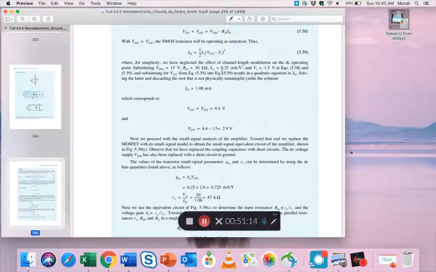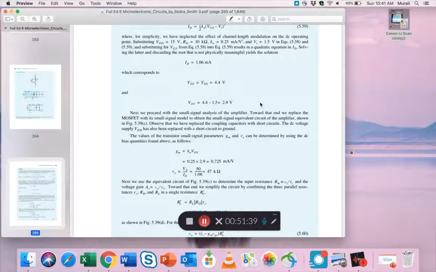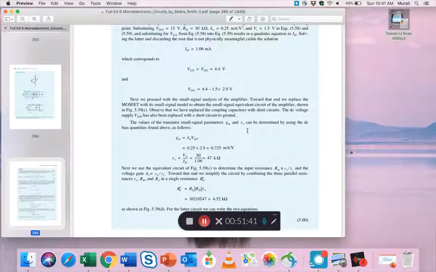So in this part, the top part, he has found various DC biasing values: the drain current, the VGS, the gate to source biasing voltage, the VDS, which is the drain to source, and the overdrive voltage. So all these are part A. Now let's see what we need to do for part B.